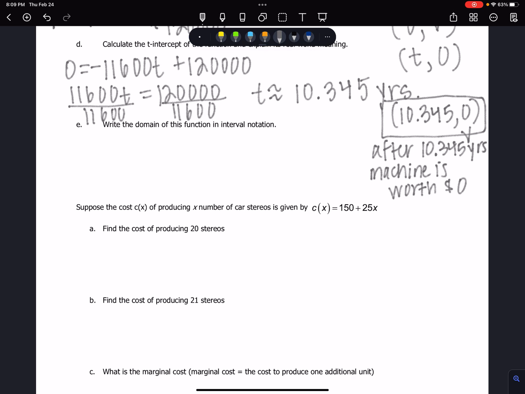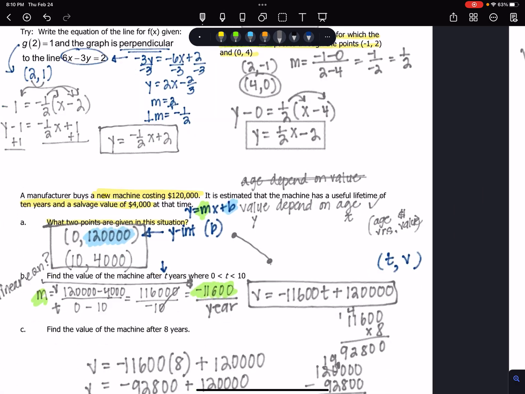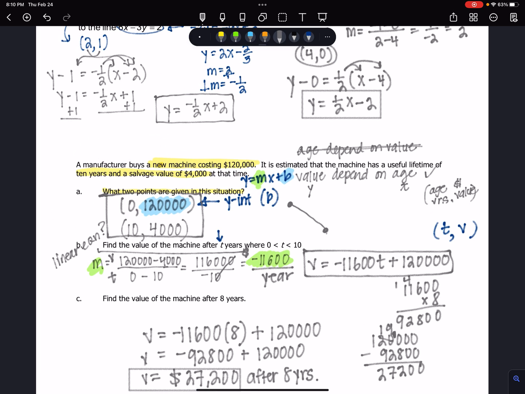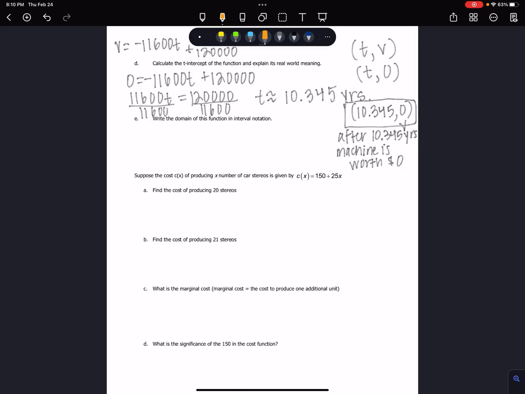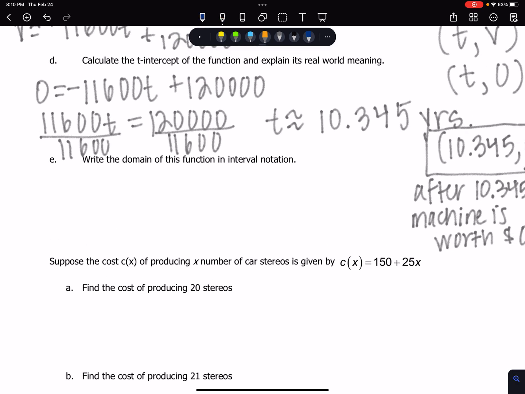So what's the domain of this function in interval notation? Well, you'd think that it would be 0 to 10.345, but back here they actually gave us the domain. They said the domain is from 0 to 10. So I'm going to write it was given, and in interval notation it goes 0 to 10.